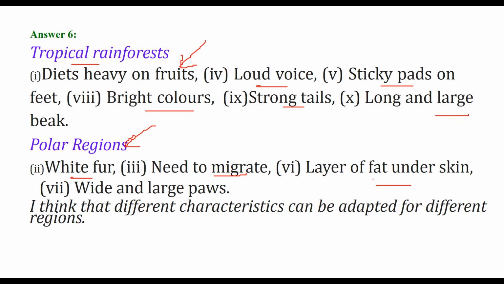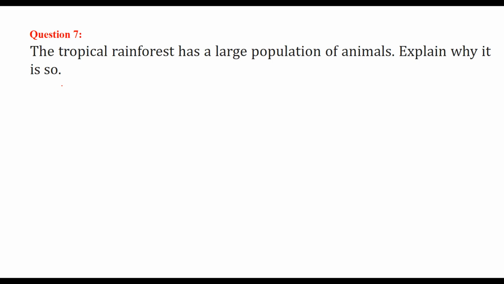Then if you talk about bear or any animal in severe cold, they have a layer of fat under the skin which acts as an insulator. Then wide and large paws they have. And the last part of the question, you can answer that yes, different characteristics can be adapted for different regions.